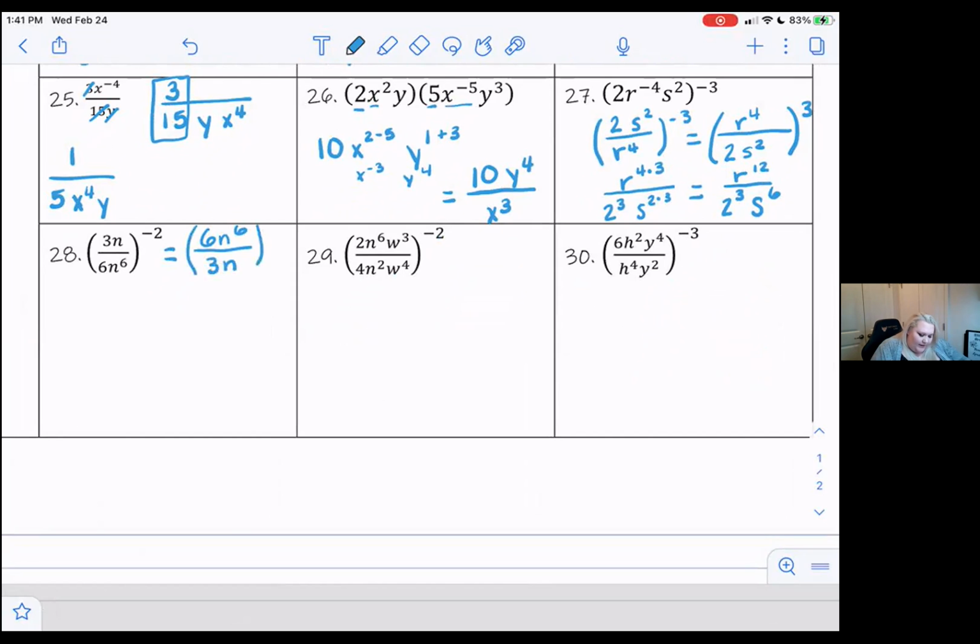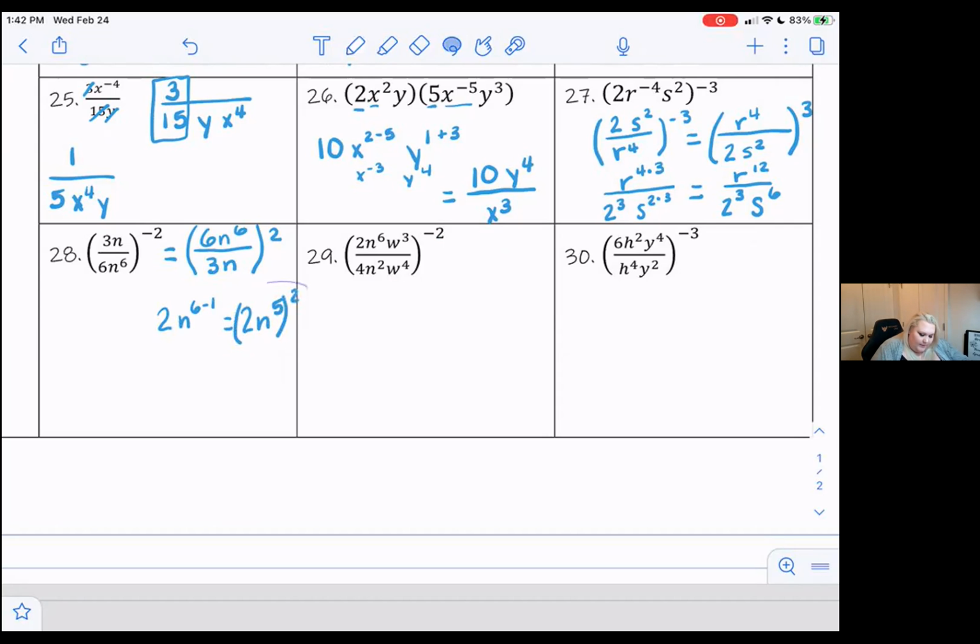By doing that, we're getting rid of that negative sign on the exponent, so it's still got an exponent. We just don't have the negative sign in front of it. Now we can go ahead and simplify what's inside. 6 divided by 3 is 2. N to the 6 divided by n would be n to the 6 minus 1, which gives me 2n to the 5th. Don't forget, that's all being squared.